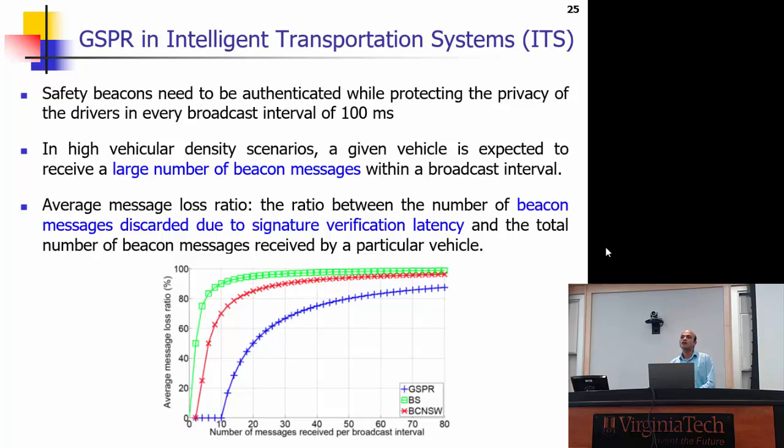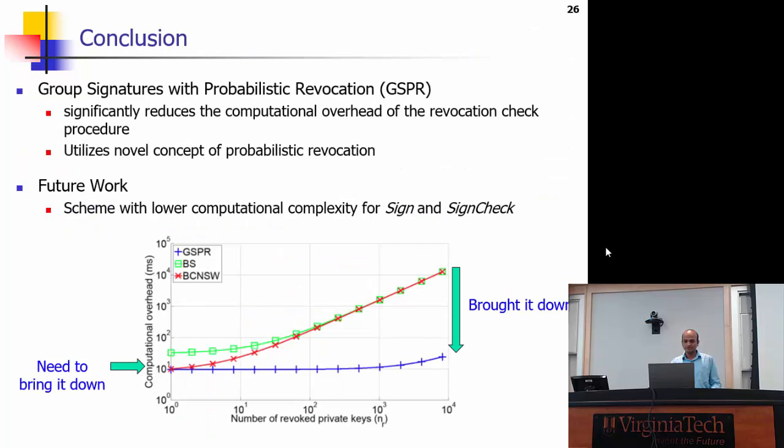Message loss means that if you could process a message within 100 milliseconds, then you could actually take an action. But if you could not process that message in 100 milliseconds, that is a message loss. So we showed that with our scheme, you could support around 10 cars around your car. But with the existing schemes, there may be either 1 or 0 cars that you could support. So that was one result from this.